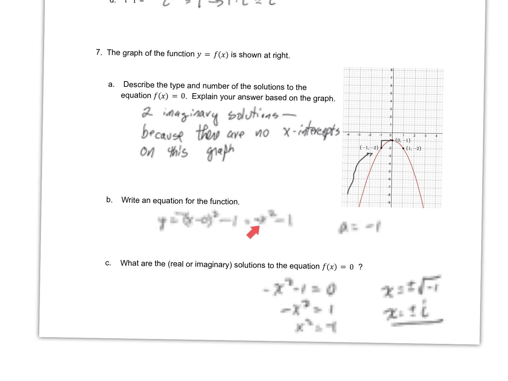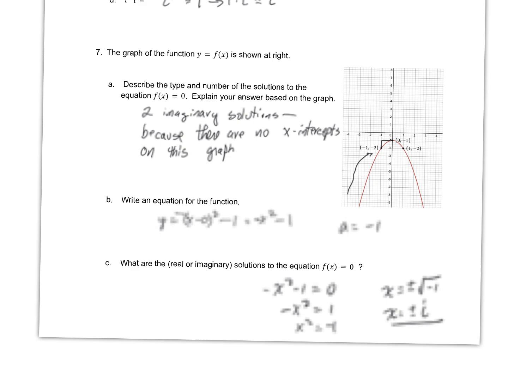If you have an a that's positive, then you miss the point of the whole thing. If a is greater than 0, it opens up. If a is less than 0, it opens down. Okay, what are the real or imaginary solutions? So I take negative x squared minus 1 equal to 0. I add 1 and then multiply by negative 1 to get x squared equals negative 1. I square root both sides, and it's plus or minus the square root of negative 1, which is x equals plus or minus i.